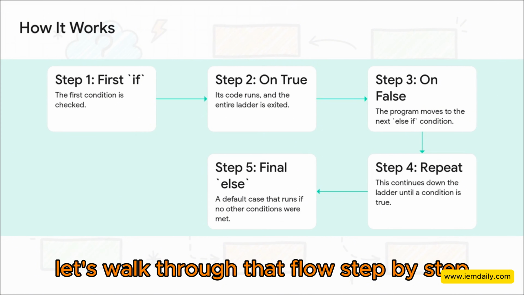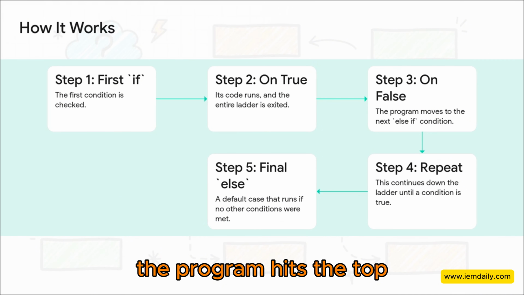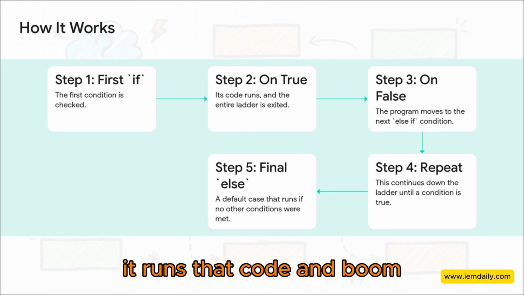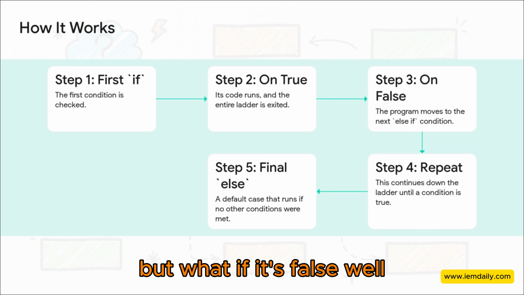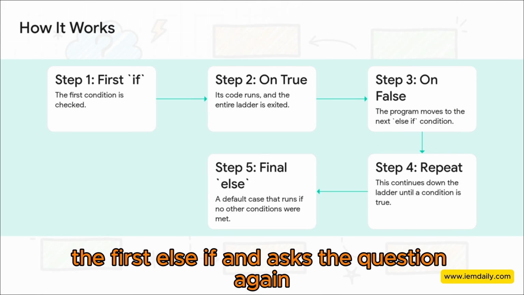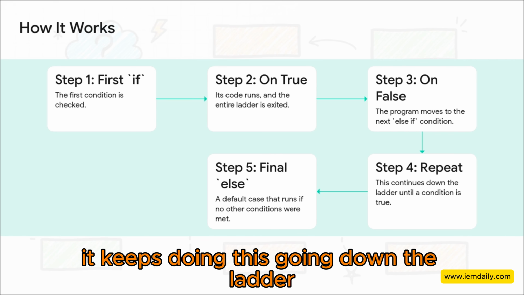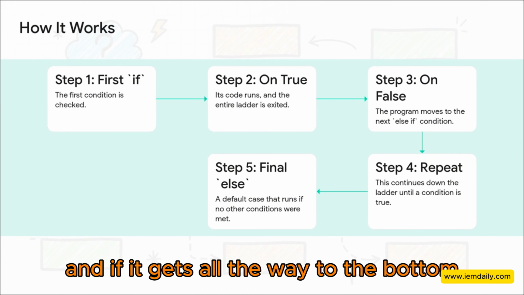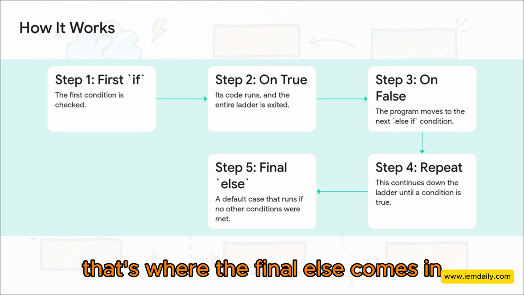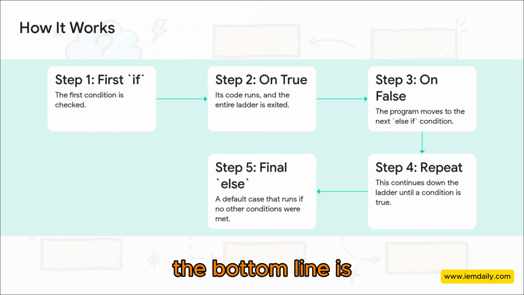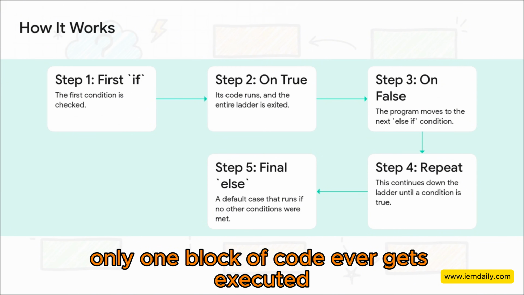Let's walk through that flow step by step. The program hits the top, that first if. Is the condition true? Great. It runs that code, and boom, it's done with the ladder. But what if it's false? Well, no problem. It just steps down to the next rung, the first else if, and asks the question again. It keeps doing this, going down the ladder, rung by rung, until it finds a condition that's true. And if it gets all the way to the bottom and nothing was true, that's where the final else comes in. It's like a safety net, a default case. The bottom line is, only one block of code ever gets executed.